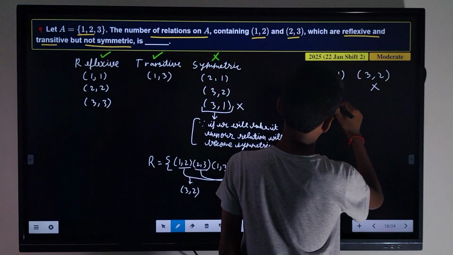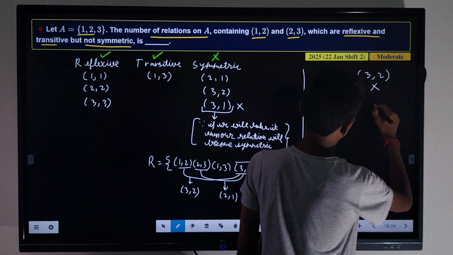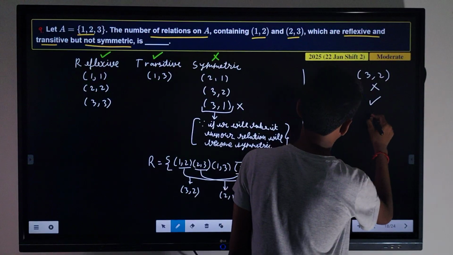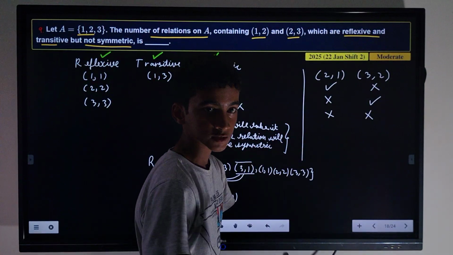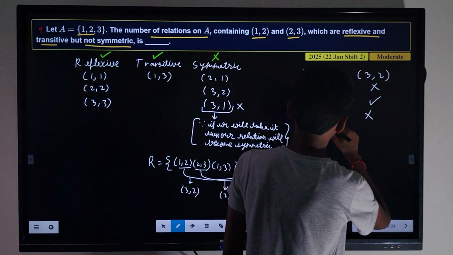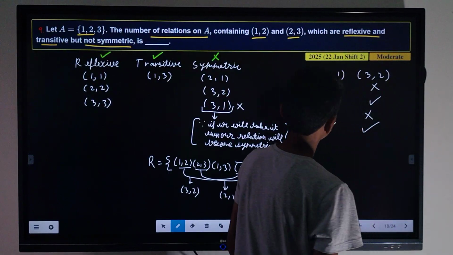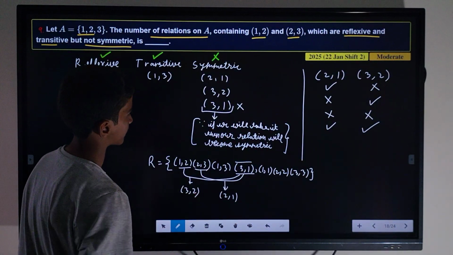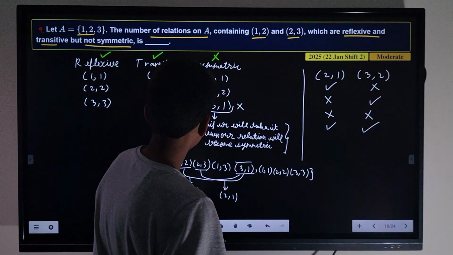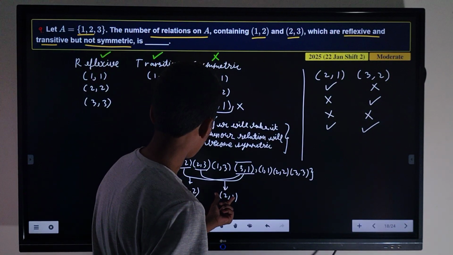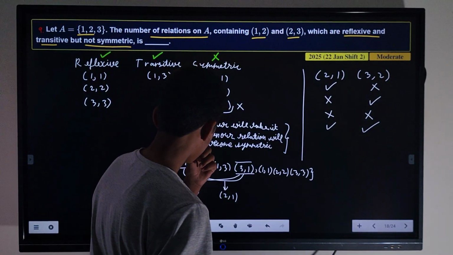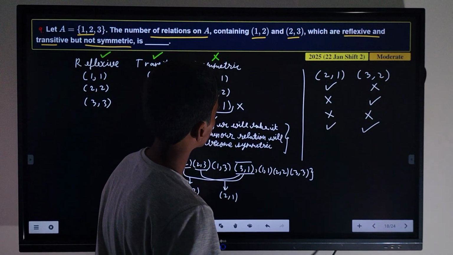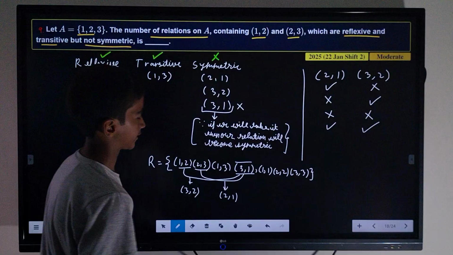Same if we will not take 2, 1 and we will take 3, 2. And the same if we will not take both of these. Now there is one more option if we will take both of these. Then again we are going to land at this case, because if we pair 2, 1 with 3, 2, we will get 3, 1. So again it will become symmetric.